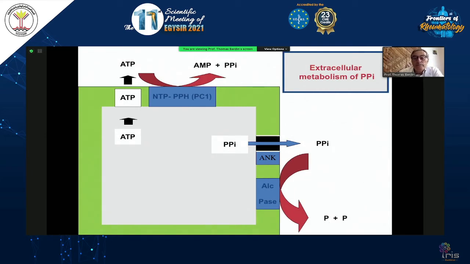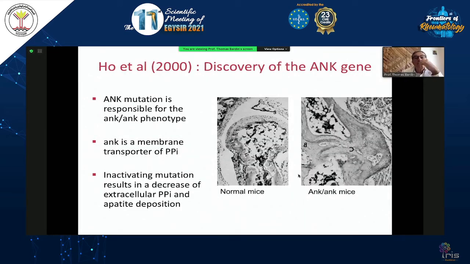And in the early 2000s, the ANK transporter was described. The description of this transporter is important because pyrophosphate is abundantly produced inside the cells, but it has been known for years that it cannot cross normal cell membranes. So it needs this transporter to cross the membrane. And this transporter was identified following the study of ANK mice for ankylosis.